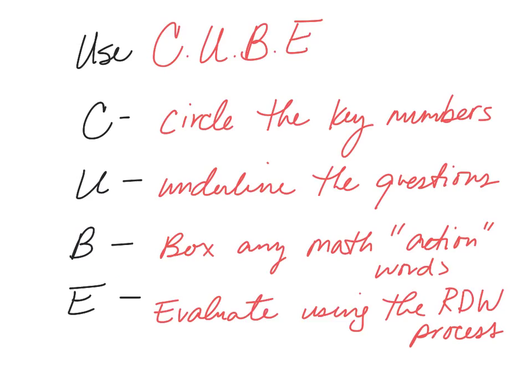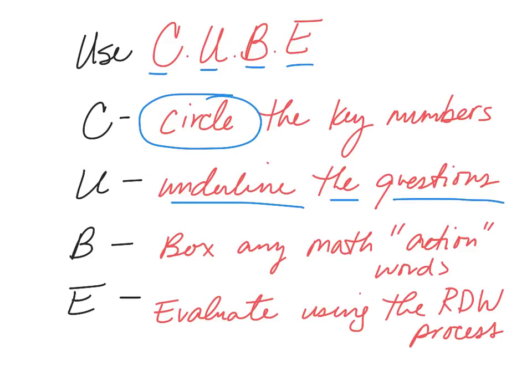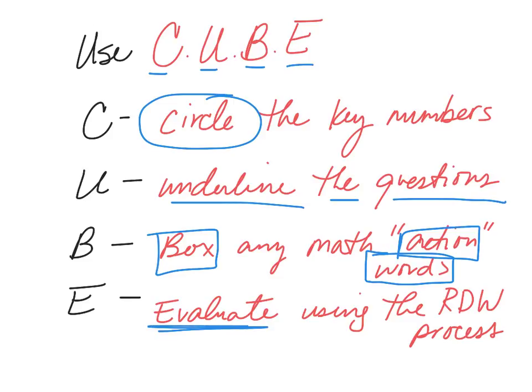The first step in the RDW process is we need to use CUBE, C-U-B-E. C means circle the key numbers, U means underline the question, B means box any math action words. And what is an action word? Well, any words that give you a key on what math skill you need to use to solve it. And then finally, E, evaluate.